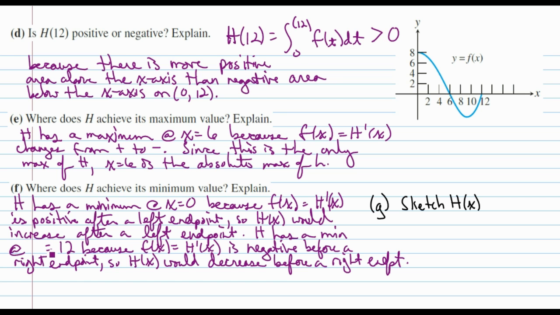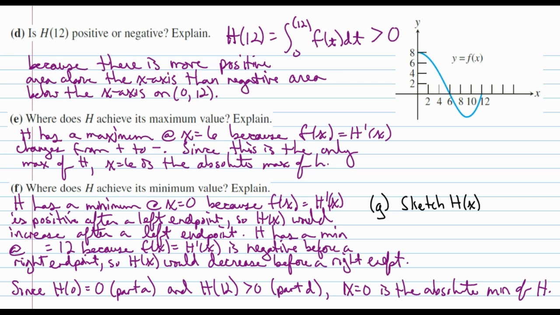Alright, so now out of these two endpoints, x equals 0 and x equals 12, which one is the absolute minimum? Because the question's asking us, where does H achieve its minimum value, its complete minimum value? Well, from part A, we already established that H of 0 equals 0. And then from part D, we established that H of 12 is greater than 0. That means x equals 0 has to be the absolute min of H. If H of 0 equals 0 and this one's greater than 0, the lowest value is going to be at H of 0.